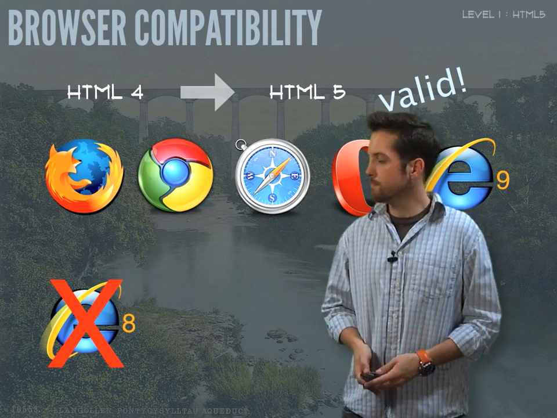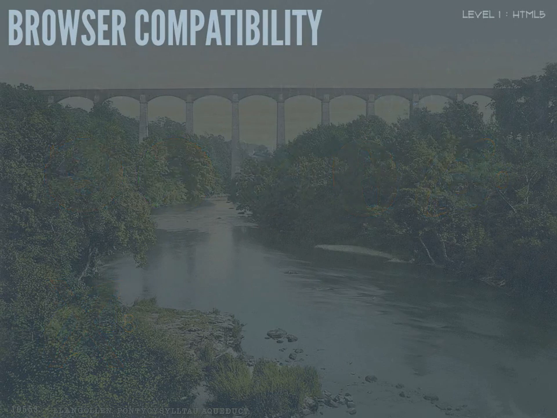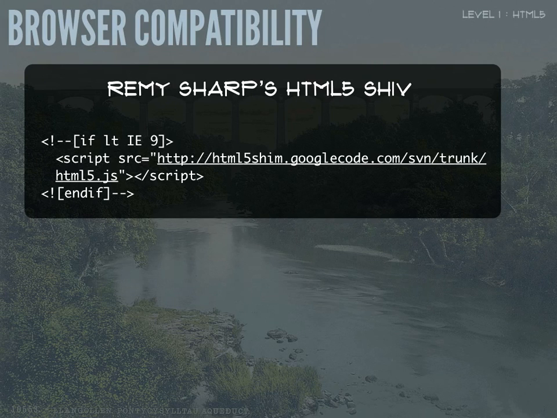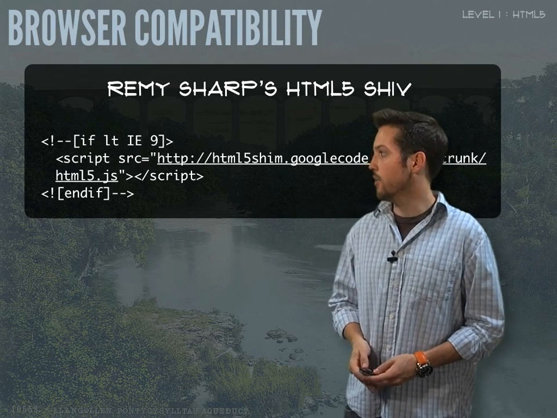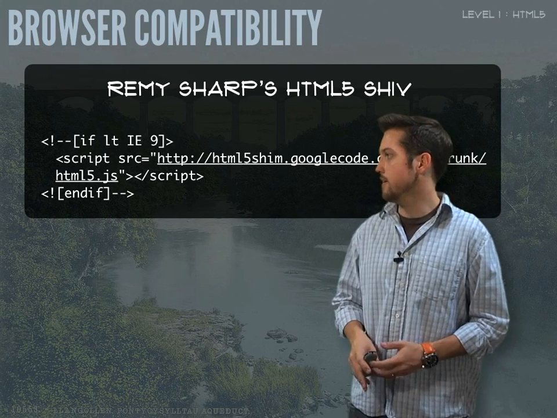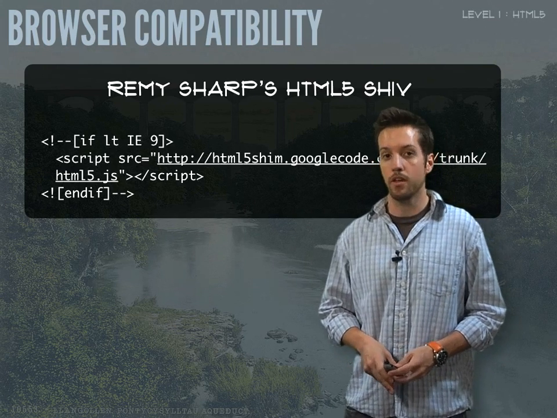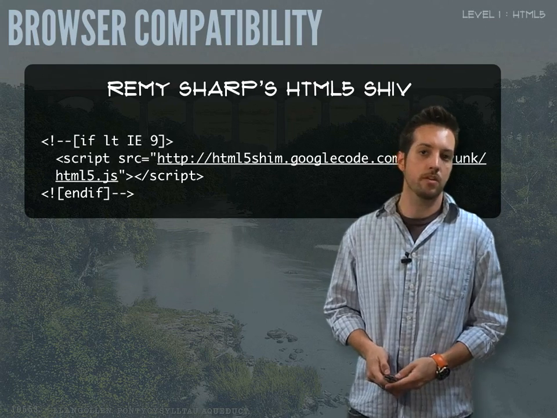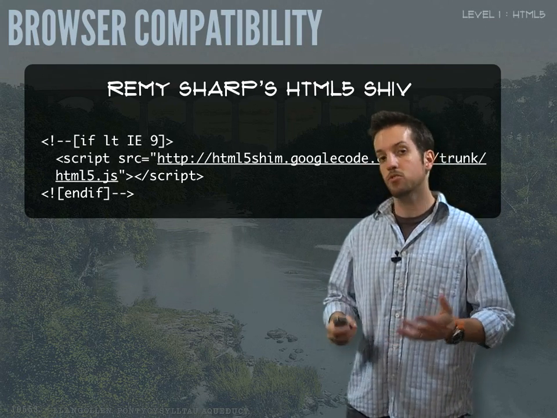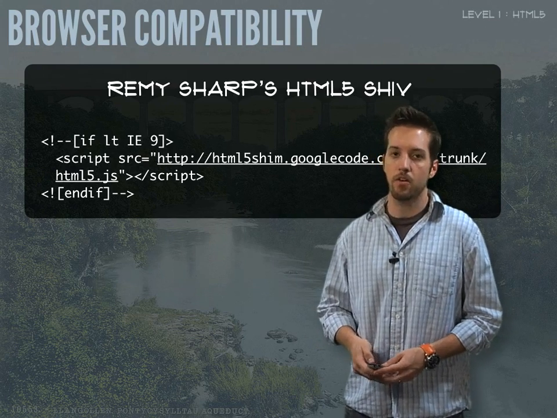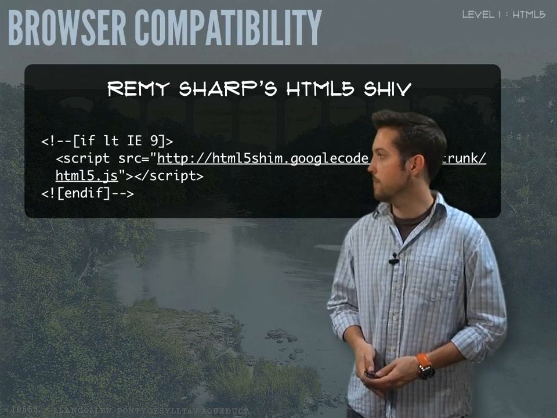So what do we do? Well, Remy Sharp created this pretty awesome little script that enables HTML5 elements in browser versions earlier than Internet Explorer 9. So all you would do is you would enter this script in your head element, and basically what this says is if a user is in a browser earlier than Internet Explorer 9, cue this script and your HTML5 tags will work. All of the other browsers, Firefox, Safari, etc., they're just going to ignore this code and we're good to go.